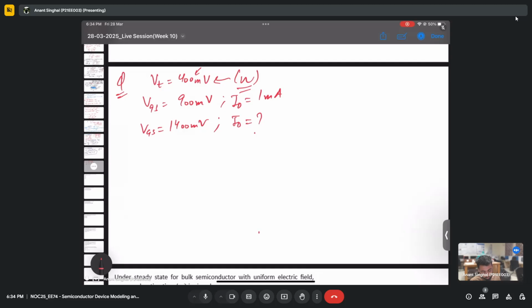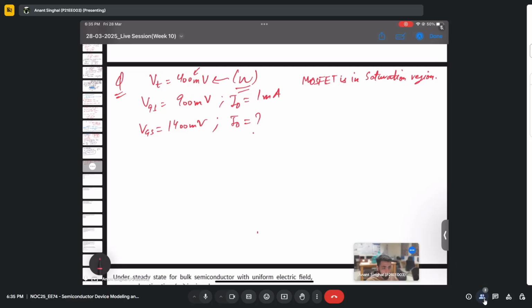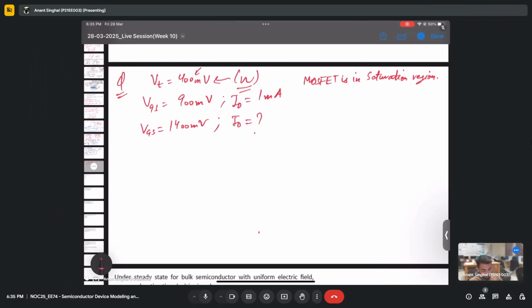So yeah, this is a very straightforward question. Wait, is it given? No. Yeah, it is given that the MOSFET is in saturation region. That makes it easier. So maybe you can take 2 minutes, just wait for 2 minutes and I'll try to solve it. No problem.